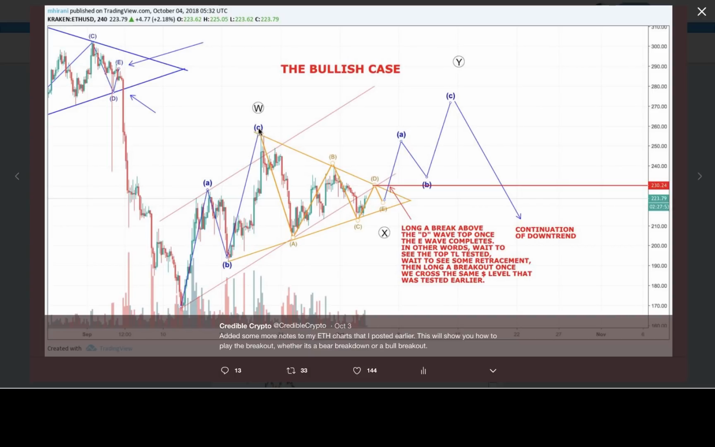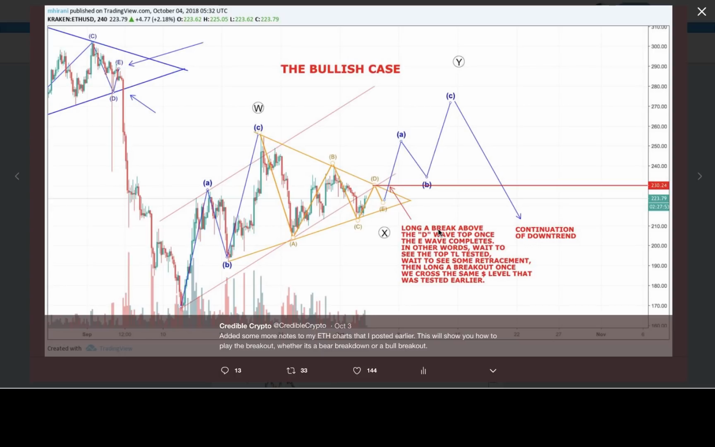So in this case, the A would start from above. We get an A, B, C, D, E, and then we break upwards for a Y wave, which would again tap this 270, 280 resistance before continuing down again. So now in this case, the move up was not actually the E wave, it was the D wave, right?